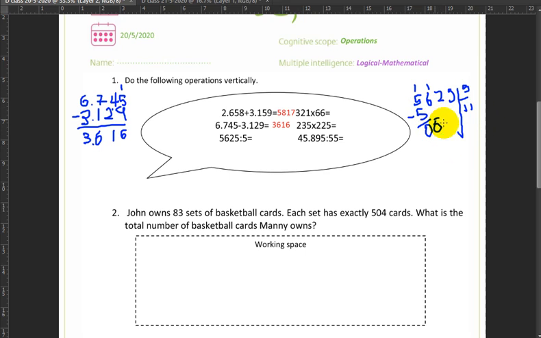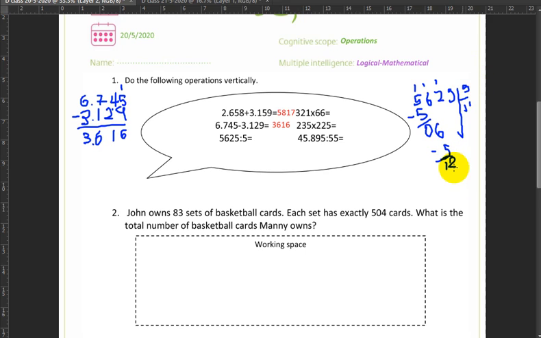Yeah, I should have done that sooner actually. We do 5 minus 5 makes 0, right? And then we carry down the 6. We say 5 goes into 6 once. 1 times 5 makes 5. 6 minus 5 makes 1. And carry down the 2.